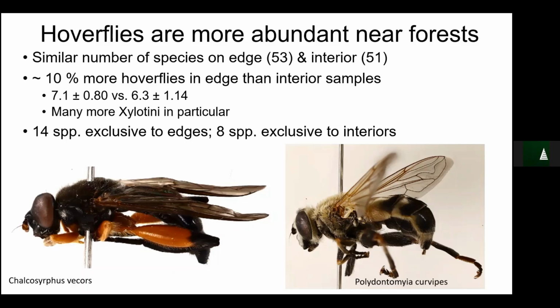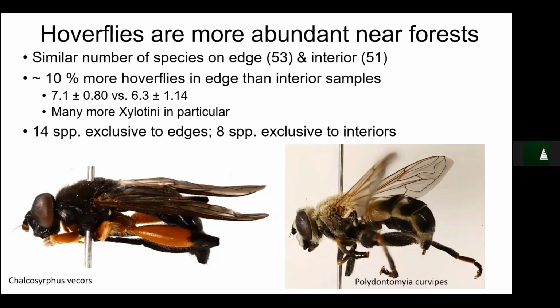And the group within the Syrphidae, the group of hoverflies that showed the greatest difference in abundance between edge and interior samples, are the Xylotini, which are these larger bodied, bigger hoverflies. I'm still working away on that, but I just thought it was interesting that the larger bodied hoverflies in particular seem to be really affected by forests, and they seem to be much more abundant where there's forests nearby.